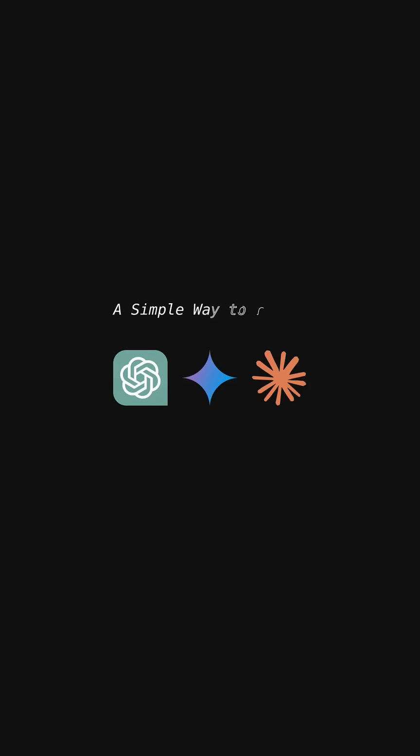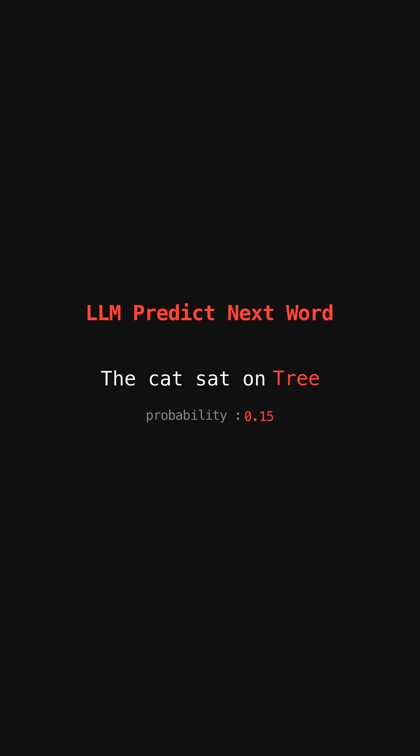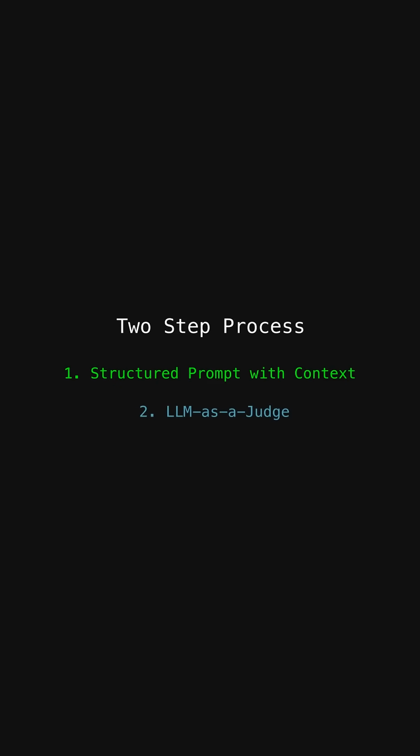Here is one simple way to reduce LLM hallucination and get better results. It basically just predicts the next word, the most likely token based on probability, which is why they hallucinate. We can reduce this with a two-step process. One is structured prompting with context, and second, using an LLM as a judge.